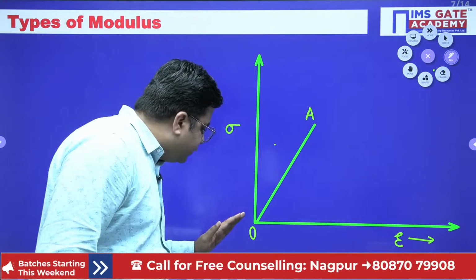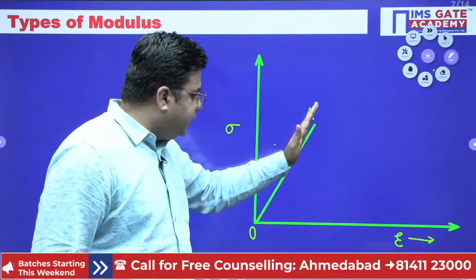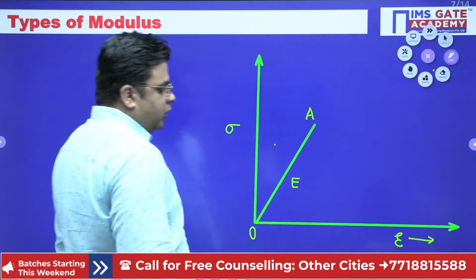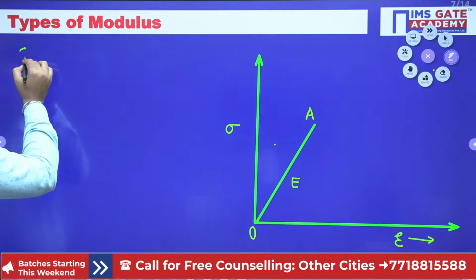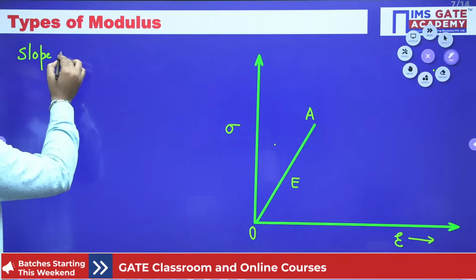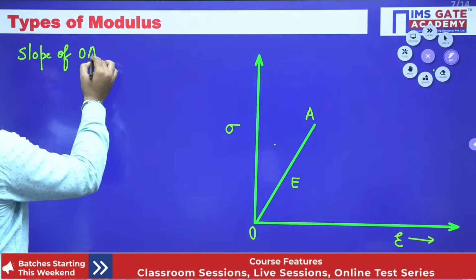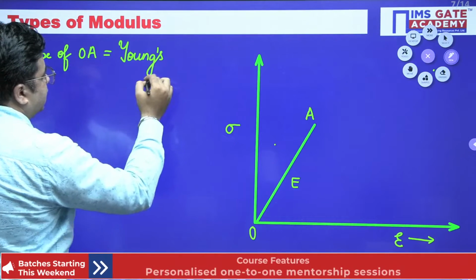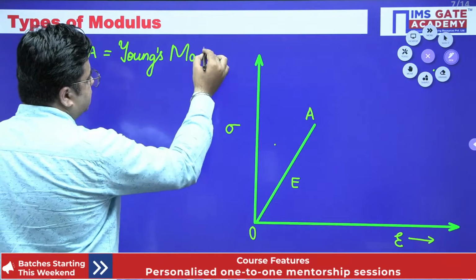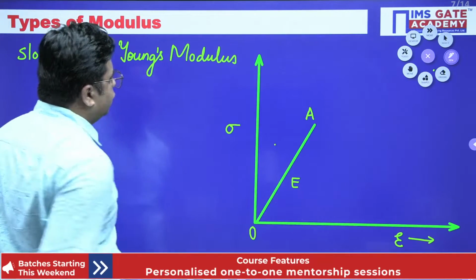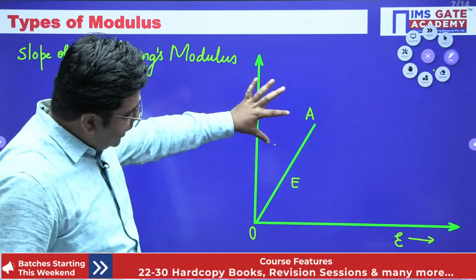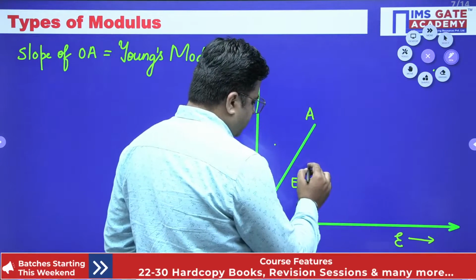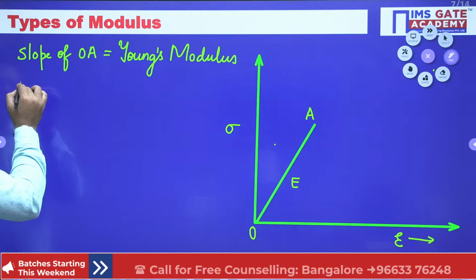The slope of this linear part of the curve is known as Young's modulus E. So the slope of OA is Young's modulus, and this OA is linear.